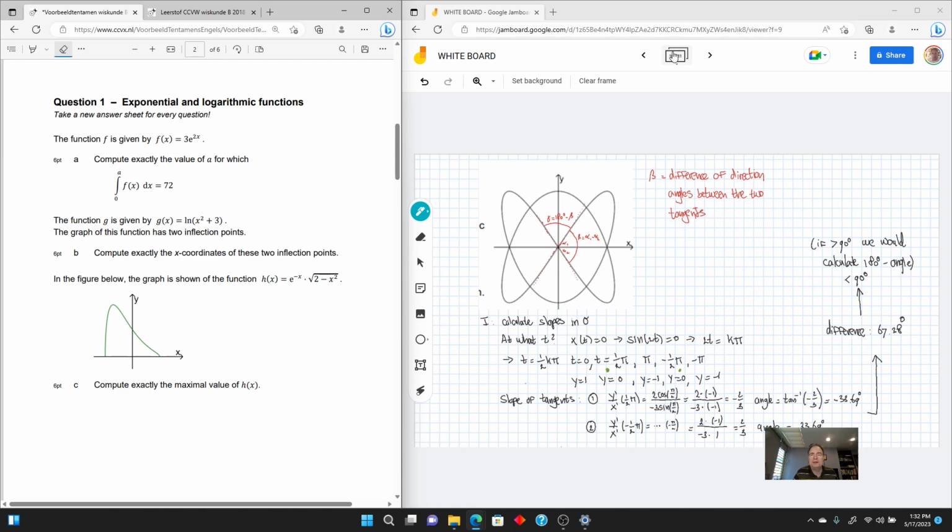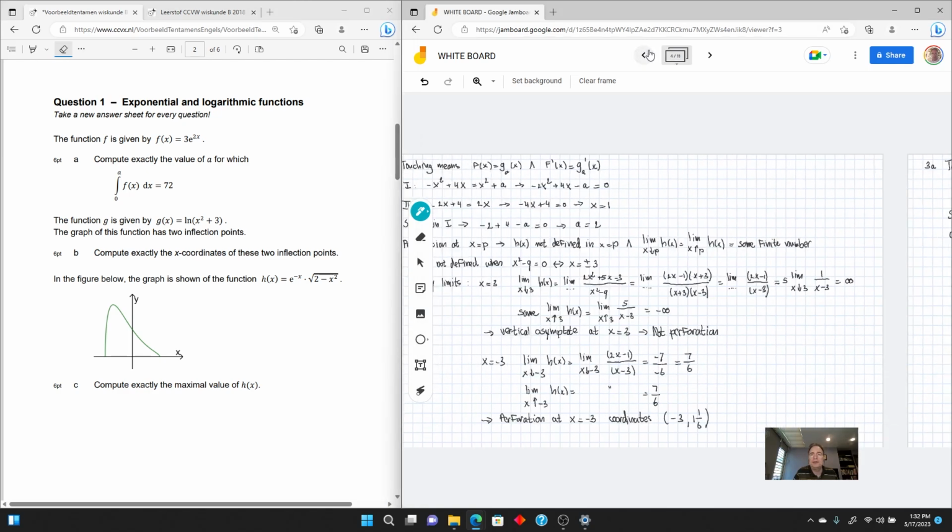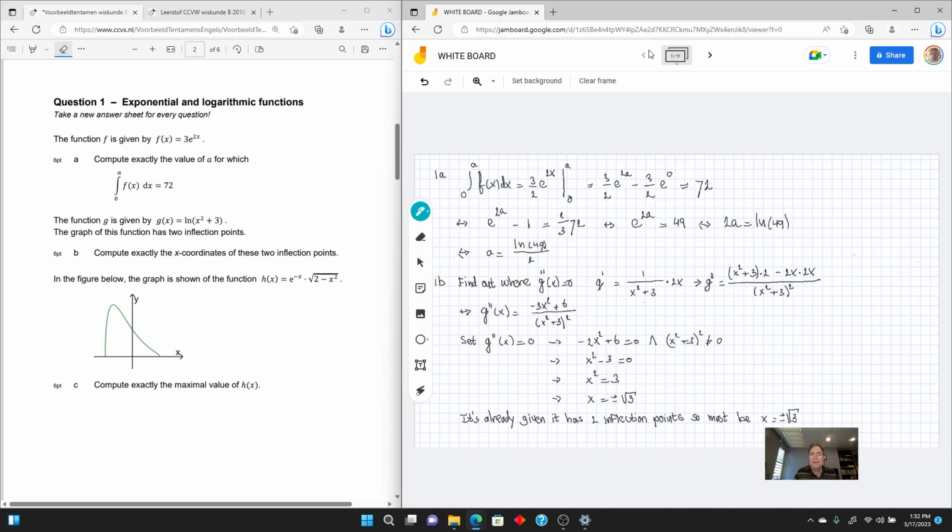Okay, question 1. I already worked it out, as you can see, just to speed it up a little bit. And writing on these writing pads is not something I'm very good at. Okay, this is about an exponential function and a logarithmic function. It's given by the function f is given by 3 times e to the power 2x, which indeed is an exponential function.